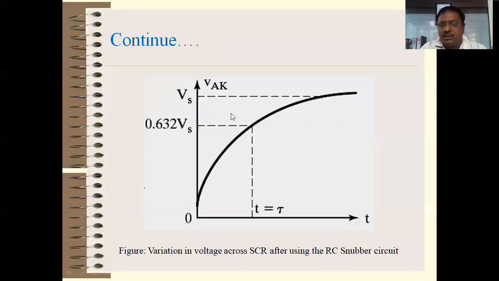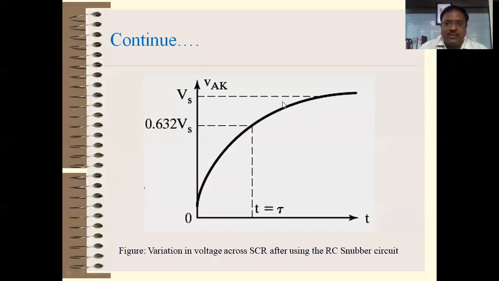If you see the characteristics of this particular circuit, if the input applied across the SCR changes from 0 to 1000 volts, definitely it is a very high rate of change of voltage. Many times the device may trigger without any gate signal, which is called false triggering, or sometimes the device may get damaged. If you see the curve, this curve shows that it is a capacitor charging.